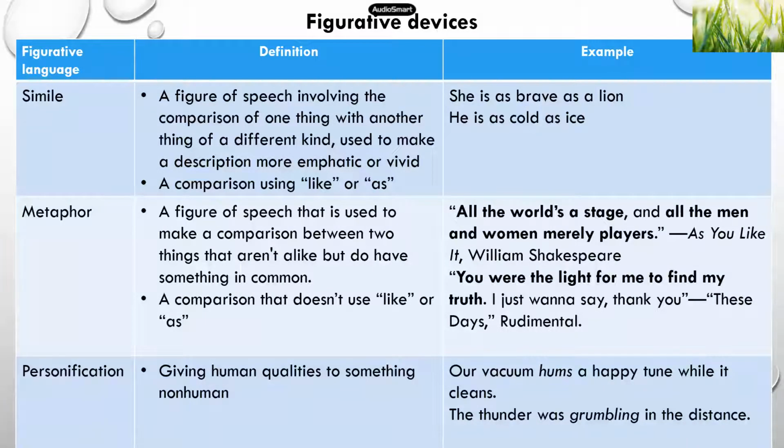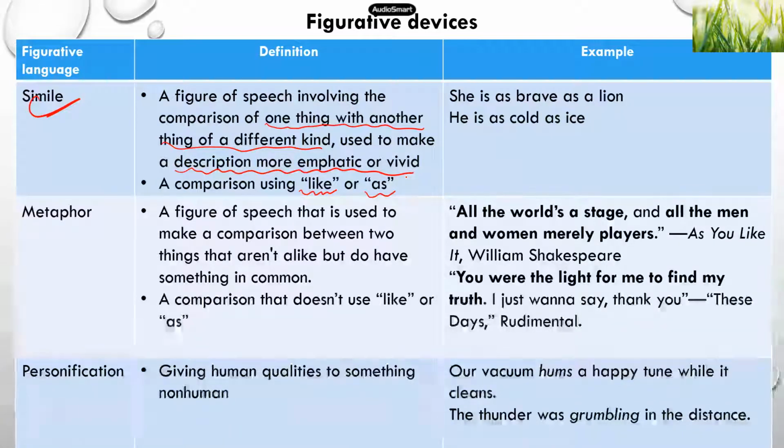Now, TEAS may give you some sentences from a passage and ask you what kind of figurative device is used in this sentence. So I have listed the information on the major types of figurative language. The first one is simile, a figure of speech involving comparison of one thing with another thing of a different kind, used to provide a description more emphatic or vivid. And it usually employs words such as like and as.